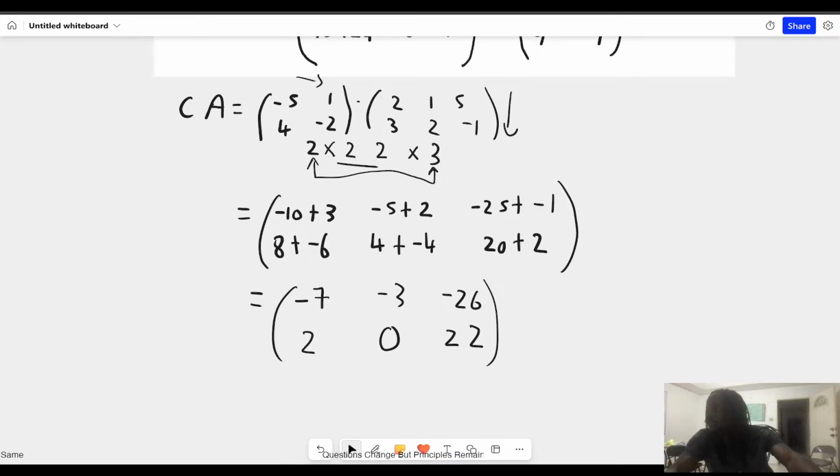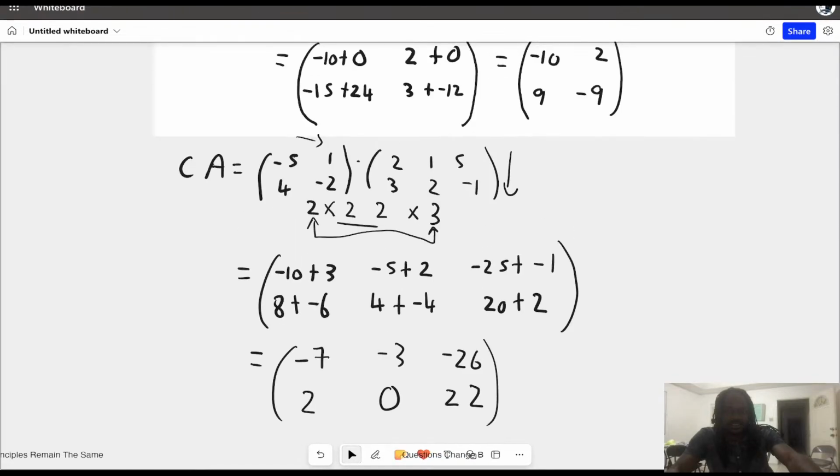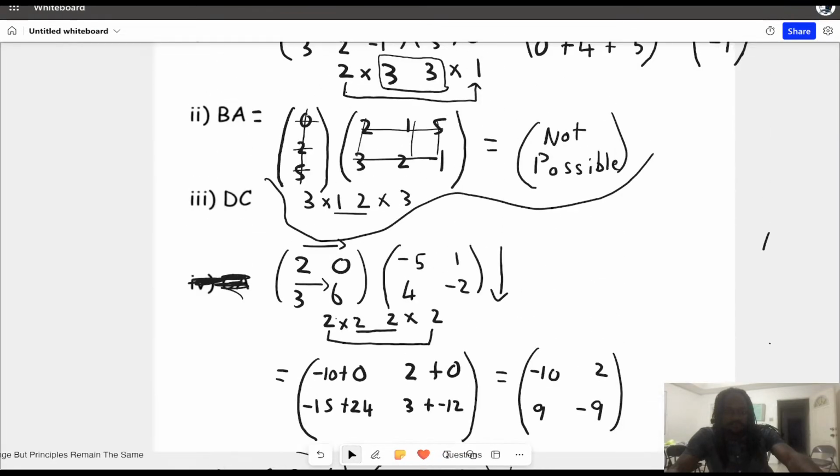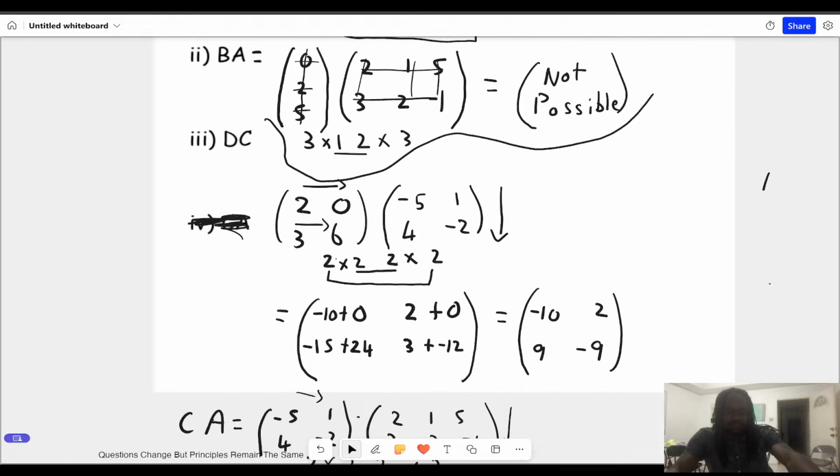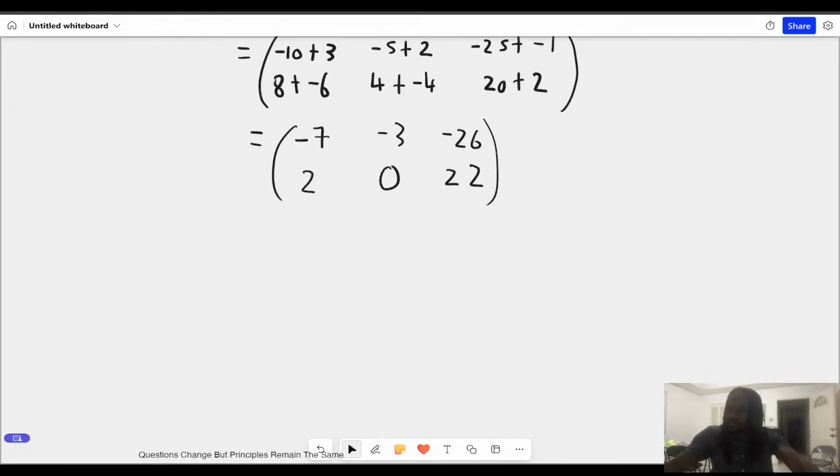So somebody wants me to do another one like CA. So let us do another one like CA. Let's see which one of these can work. So BA was not possible. Right? BA was not possible. But if I was supposed to do this, what if I tried AB?